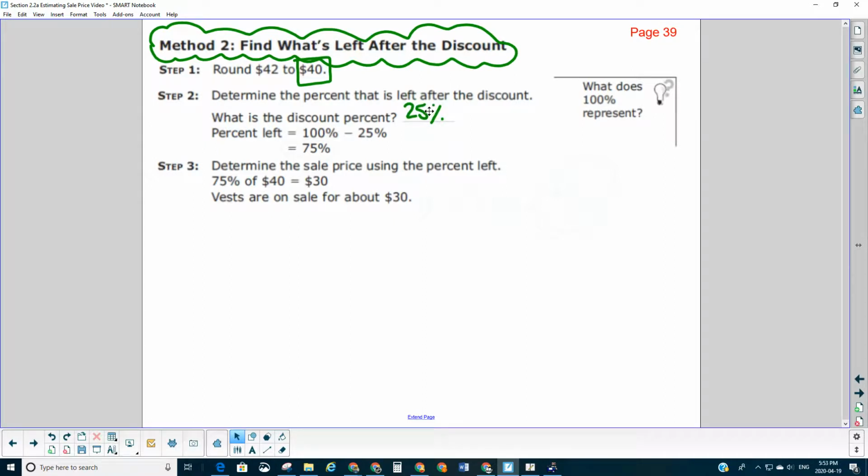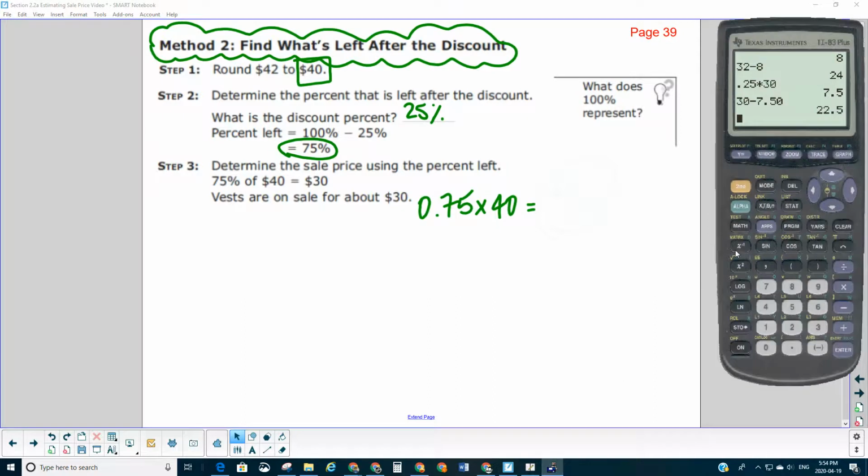So if 25% is how much we're getting off, then we must have 75% left to pay. 100% is the entire cost of the thing before the sale price. And if we're getting 25% off, we must have 75% left. So now instead of doing your math with 0.25, we're going to do the math on 75% of 40. So this time we're going to go 0.75 times 40. Let's check that.